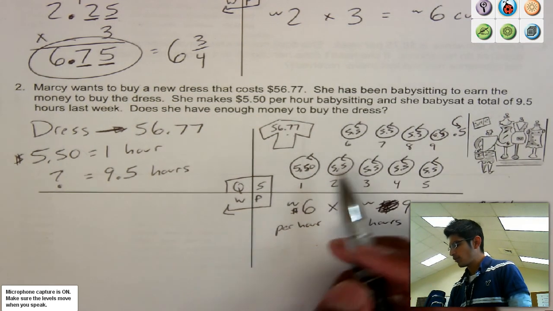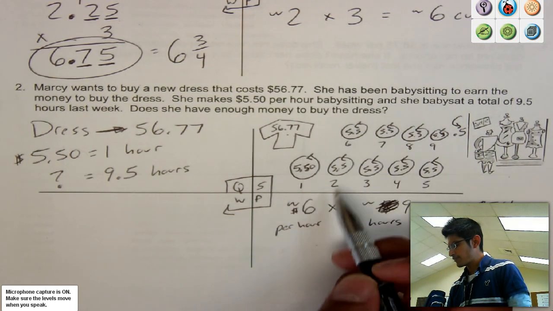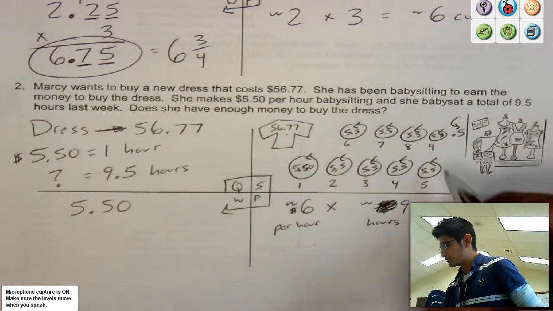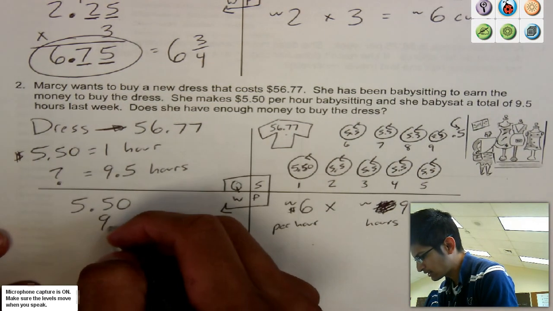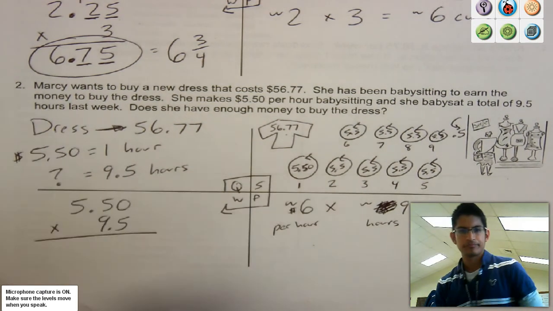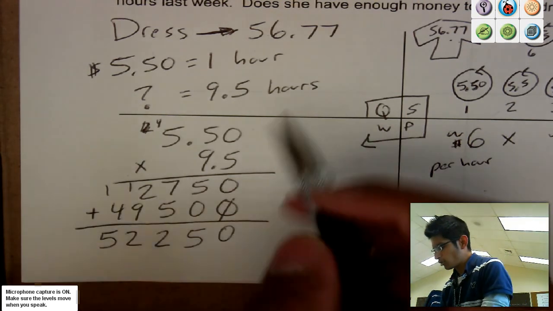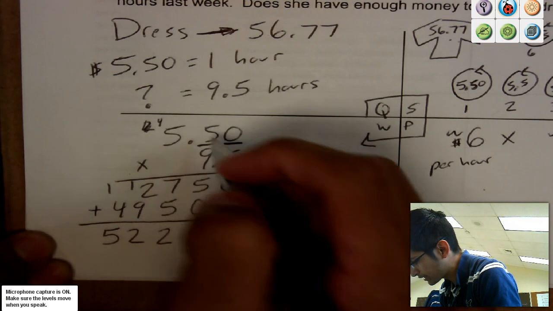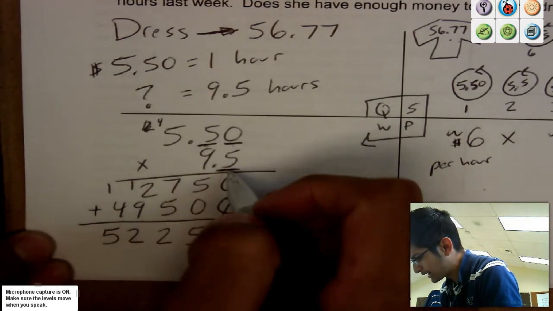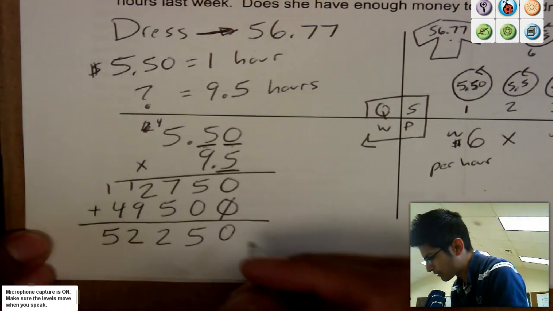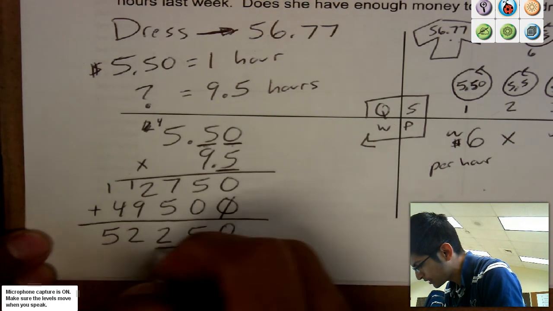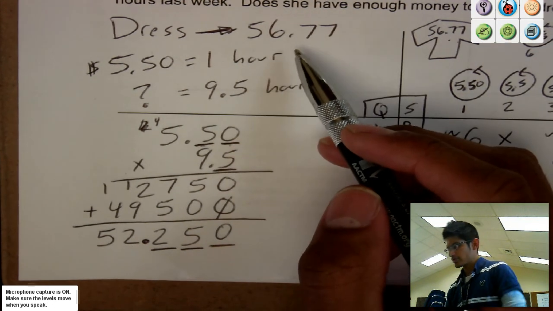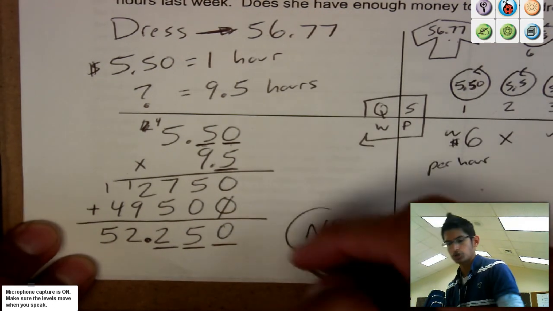So what I need to do next, instead of rounding the $5.50 to 6, I need to multiply $5.50 times 9.5. So 9.5, and I'm going to multiply that out. Okay, so once I'm done multiplying it, I got to put in my decimals. I have two decimals in this factor and 3 numbers behind the decimal in my factors. So for my answer, I got to go 1, 2, 3, put my decimal down. So she makes $52. Is that enough to buy the dress? My answer is no. She's still short.